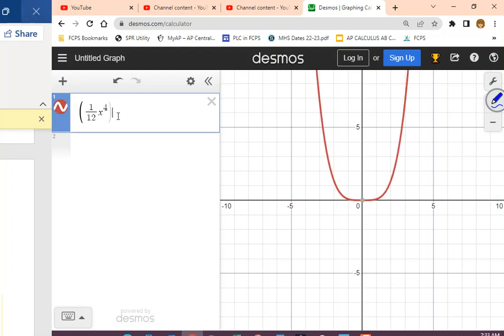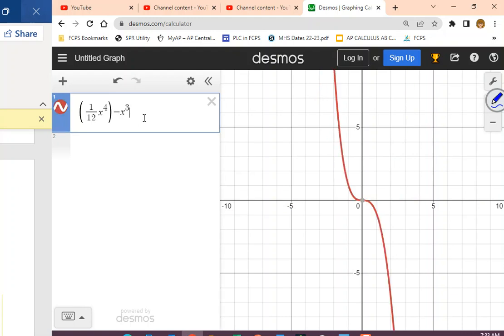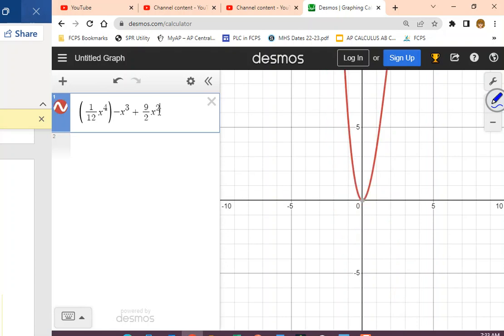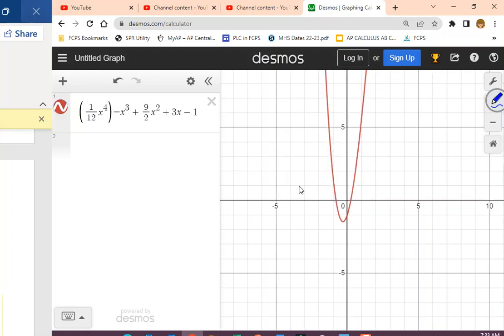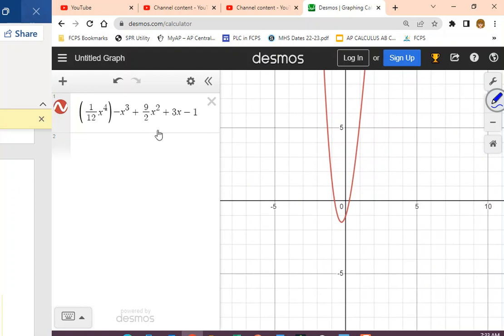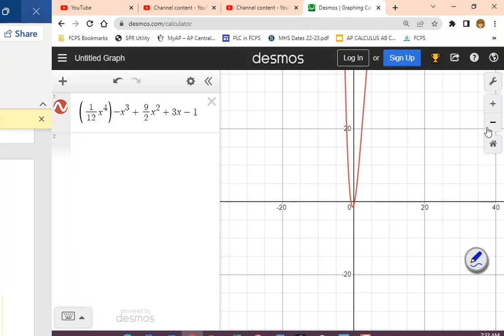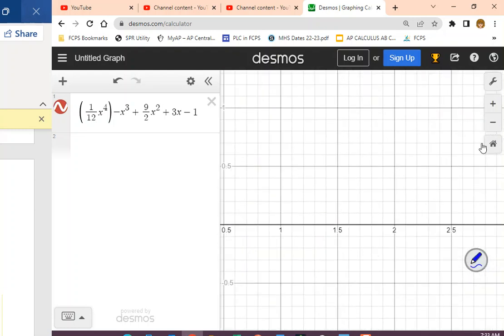Fourth x cubed plus 9 halves x squared. Okay, I know there was other stuff, like plus 3x minus 1. Actually, it doesn't matter because that part doesn't change the concavity. This guy is weird. This is the one we were looking at before. It looks just like a regular parabola.